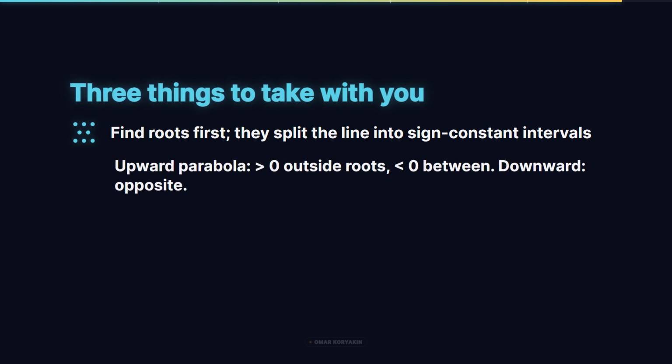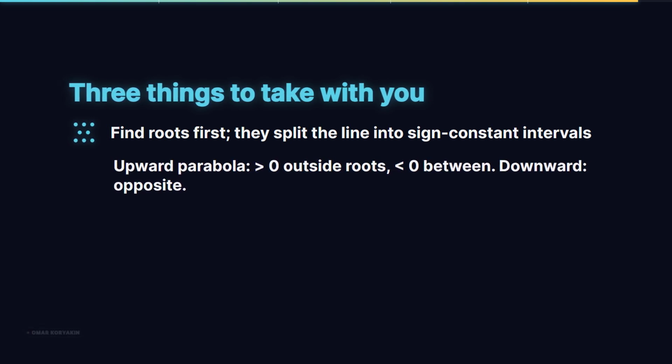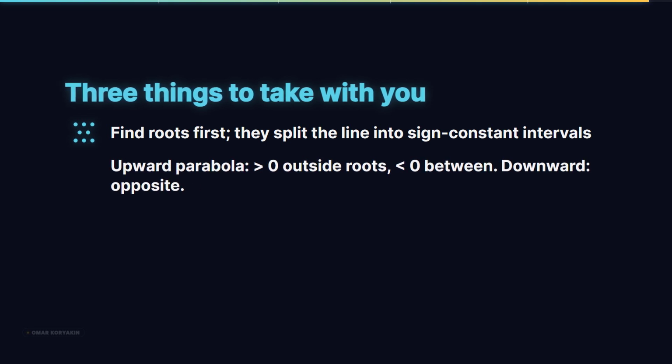Strict versus inclusive. Strict less than or greater than excludes the boundary x values where the quadratic equals 0. Inclusive less than or equal or greater than or equal includes them. Always check the inequality symbol when writing the solution set.